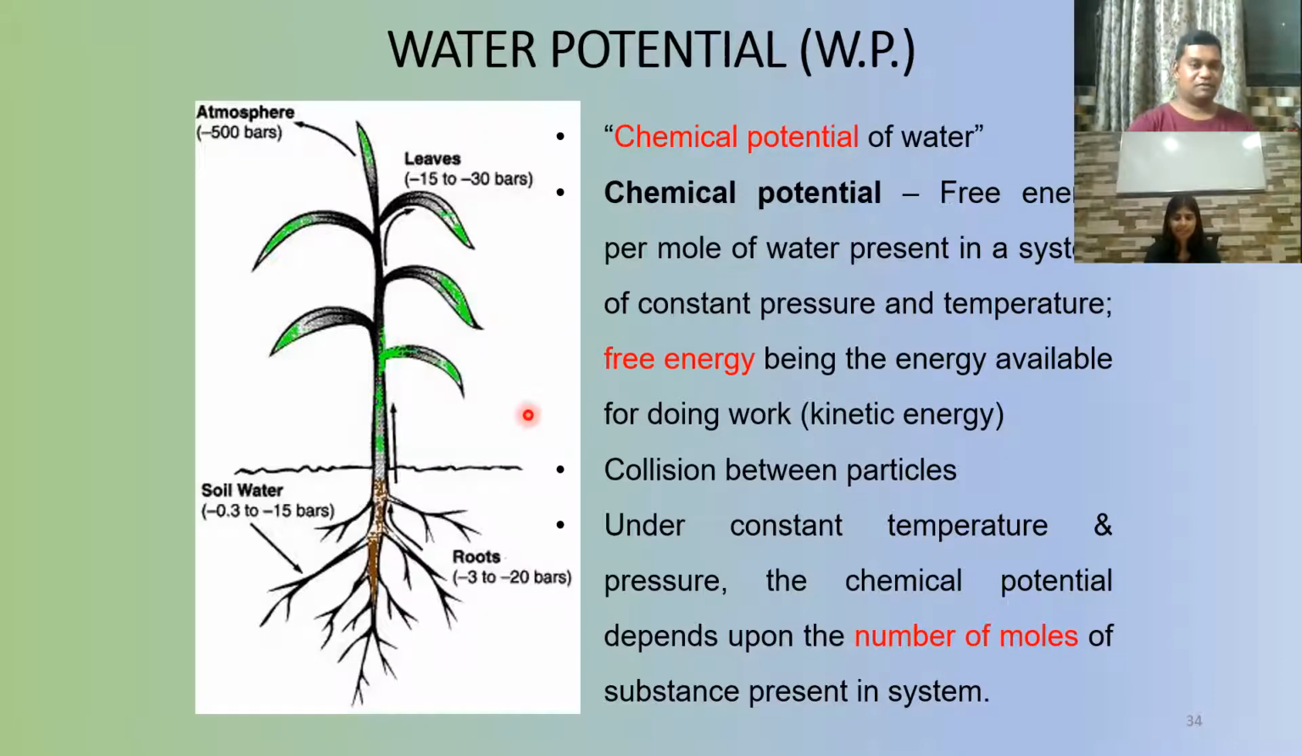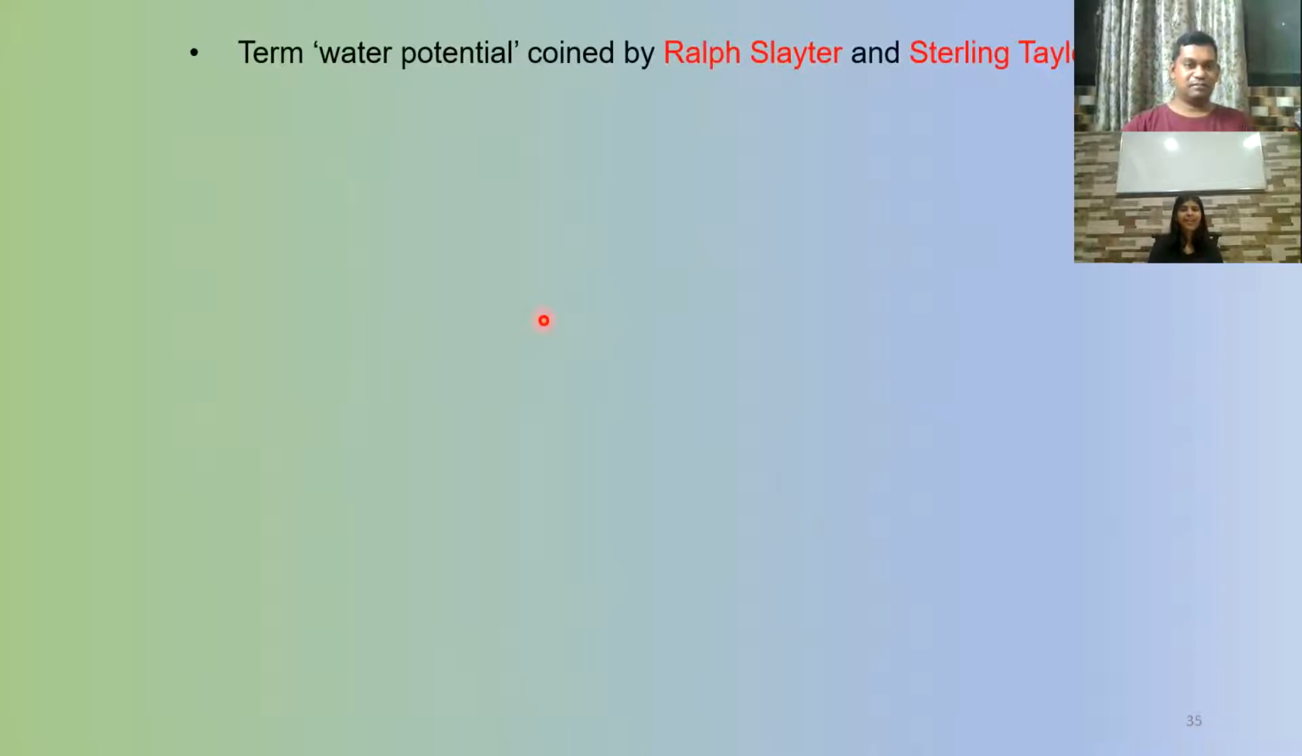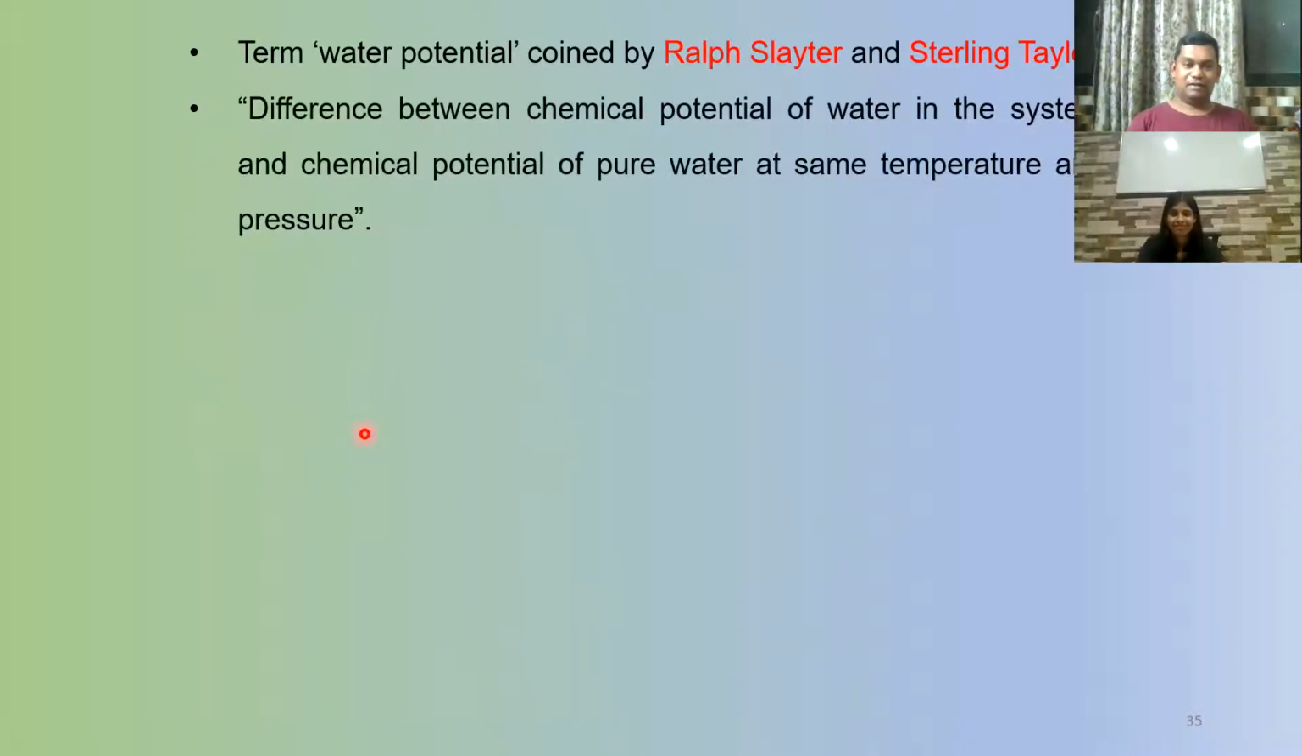That's why water potential also comes into the picture. This water potential was put forward by Ralph Slatyer and Sterling Taylor. These two people coined the term water potential. Remember the names of these scientists. Okay, Sterling Taylor. What exactly is this water potential?